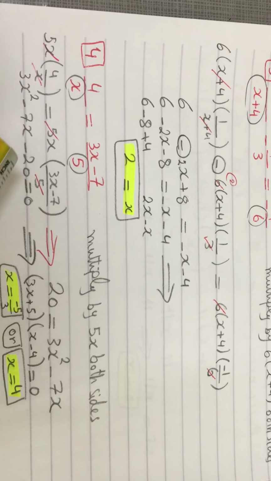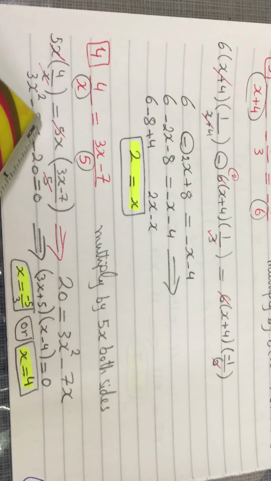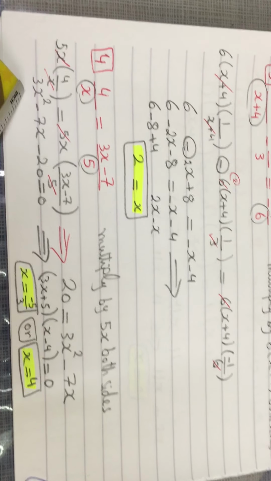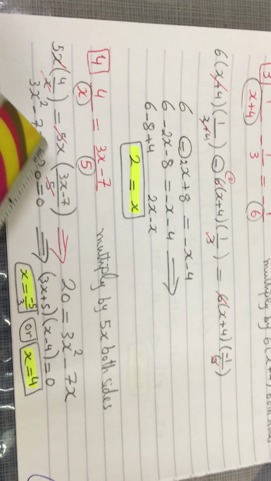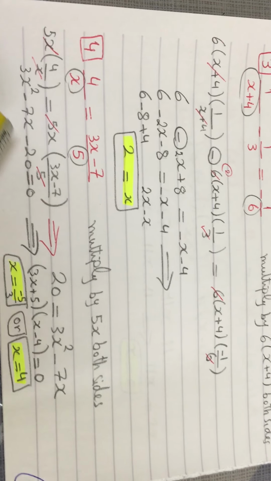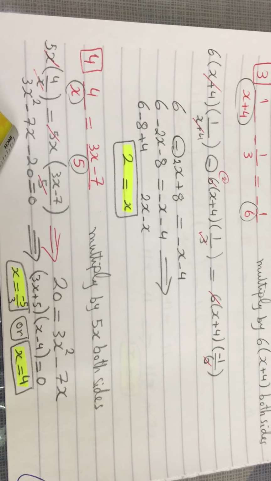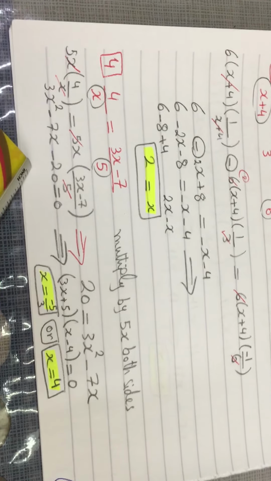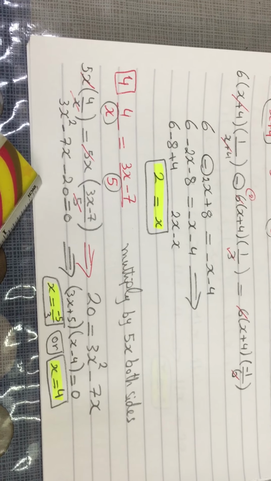And here I cancel 5 with 5. So x times 3x equals 3x squared. And x multiply negative 7 equals negative 7x. Here this side is 20. I take it to the other side with the sign changing.